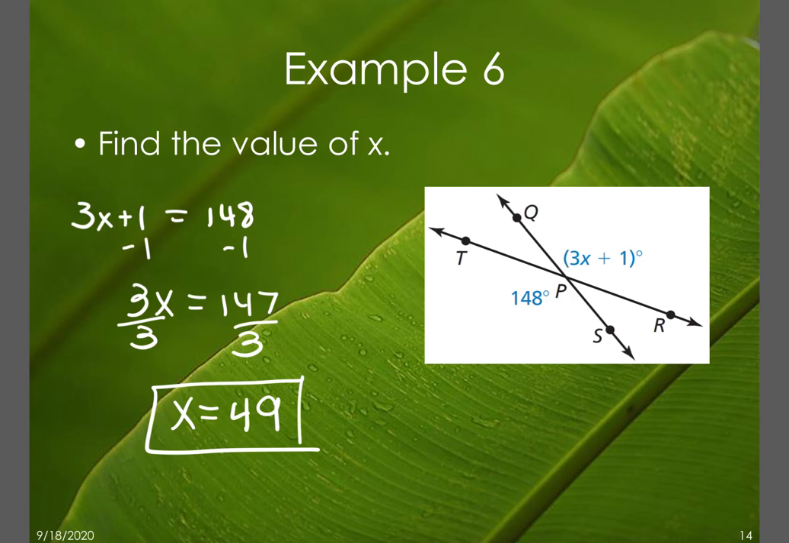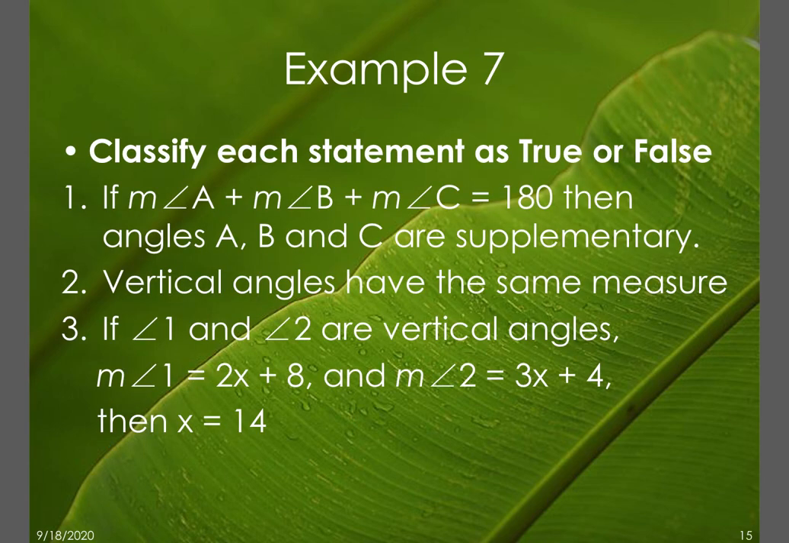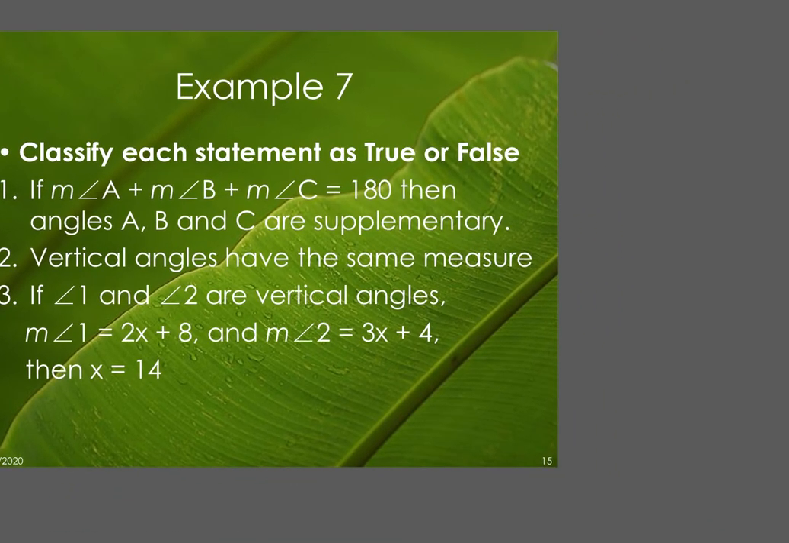All right, we said these equal to each other because they are vertical angles. Vertical angles are congruent. We solve for x. Okay, example 7, classify each statement as true or false. You just do it. You don't even prove it. Correct. Number 1, if the measure of angle A plus the measure of angle B plus the measure of angle C equal 180 degrees, then A, B, and C are supplementary. True or false? True. Oh, such a trick question.